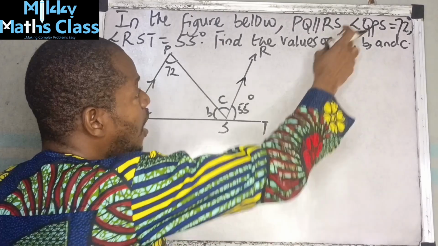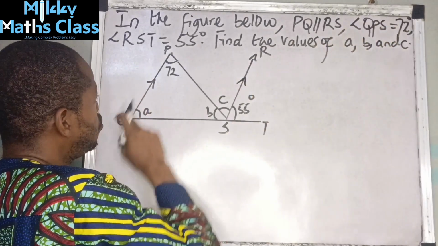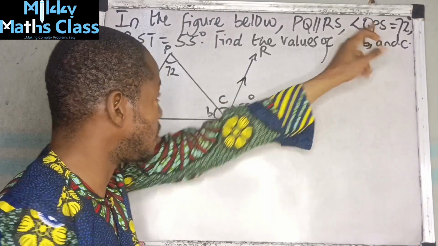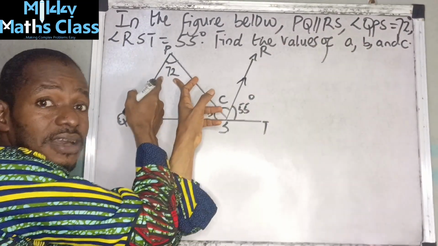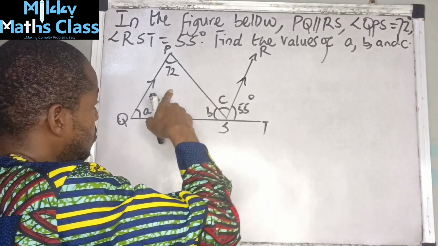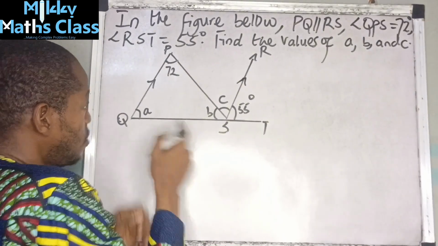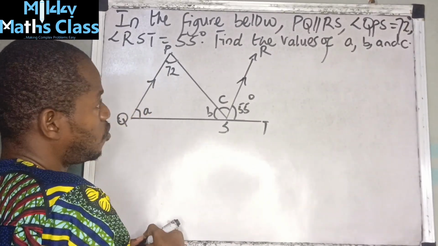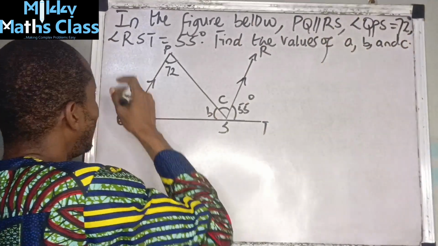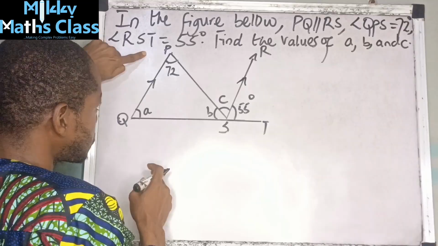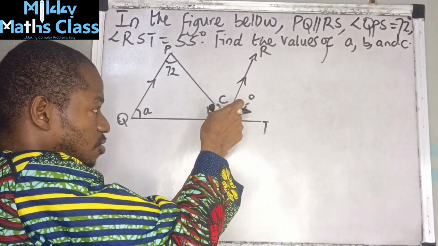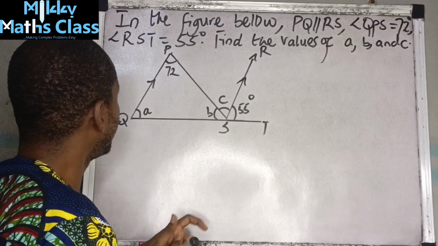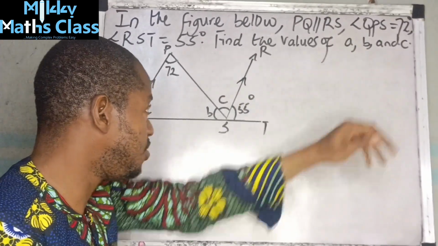Those are parallel lines. Angle QPS, that's this point. The angle is always the one in the center. So the angle at P, that's what we are talking about. I can also call it SPQ. So far, P is at the center of what I'm naming when I'm naming the angle. So QPS is 72 degrees and angle RST, that's why I can also call it TSR. Now, RST is 55. Find the values of A, B, and C.